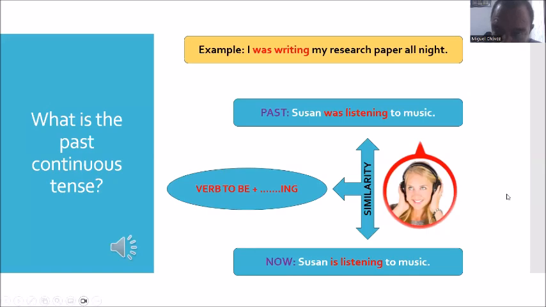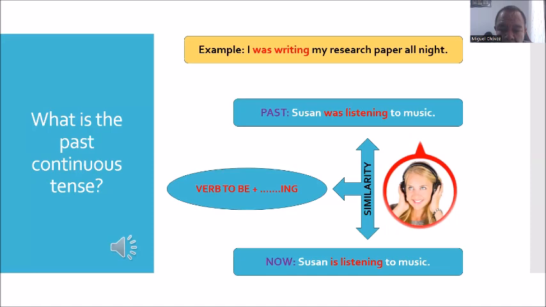The past continuous tense, also known as the past progressive tense, describes ongoing actions in the past, such as I was writing my research paper all night. It uses the same construction as the present continuous tense, except with the past tense of the verb to be. The past continuous tense shows a continuous action that began in the past. It is the past tense version of the present continuous, which also describes ongoing actions.